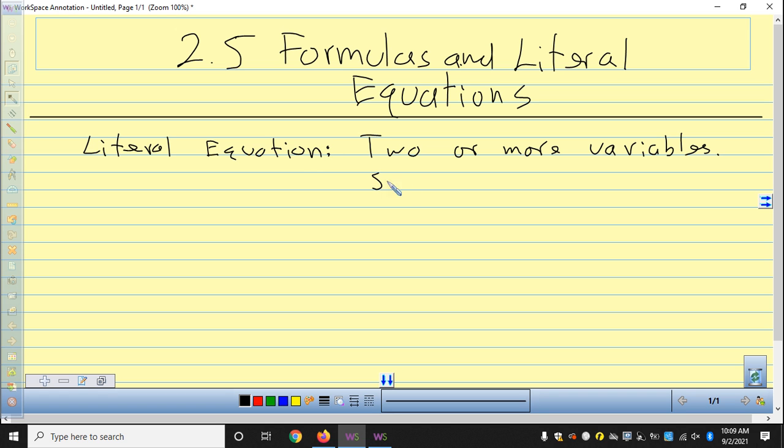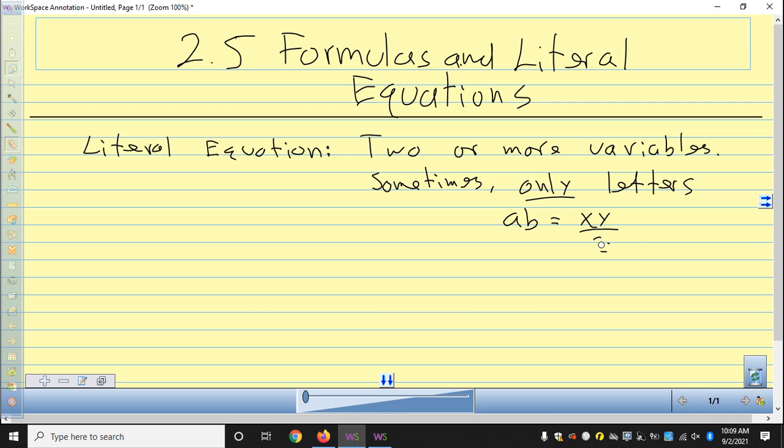Sometimes they only have letters. So it might look something like A times B equals X, Y over Z. That would be a literal equation. It just has letters.